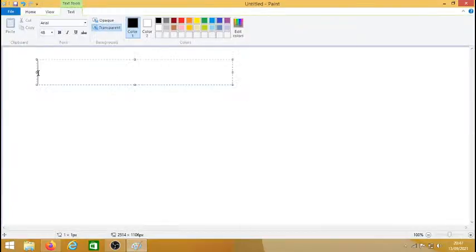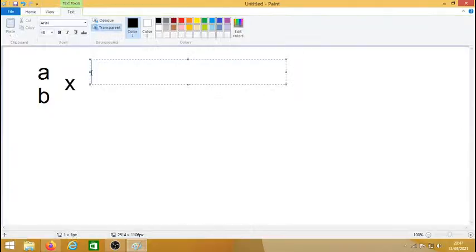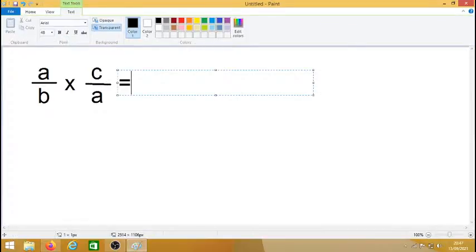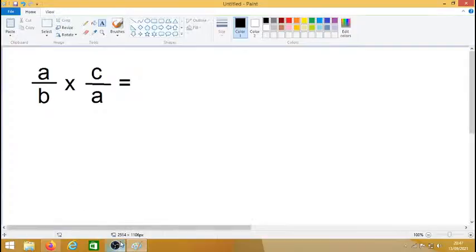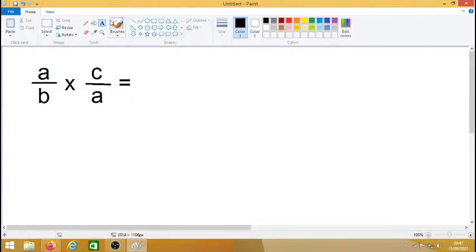Okay, let's try it with a little bit of algebra. So a over b multiplied by c over a. So while I'm writing that, just take a quick look, and in the chat window, if you can type in anything that cancels here. It's not a trick question, it should be quite easy. Okay, no answers yet, but hopefully if you're looking at this again, you've got the a cancels.